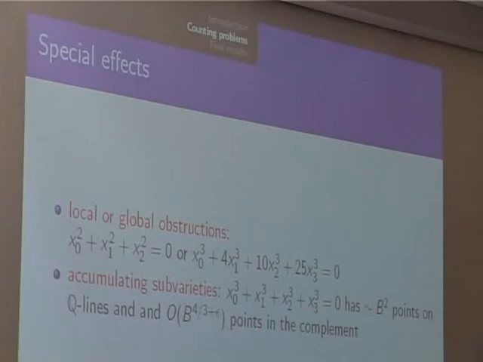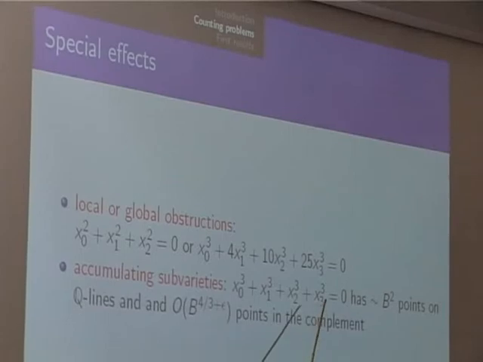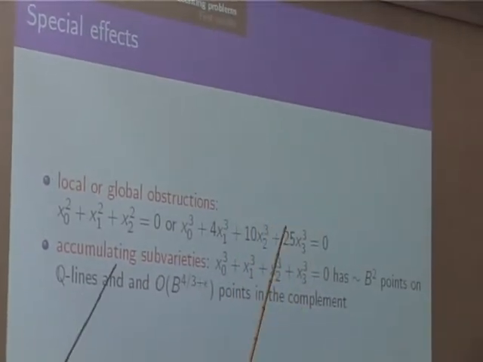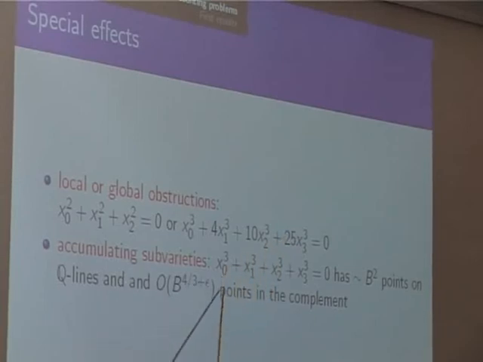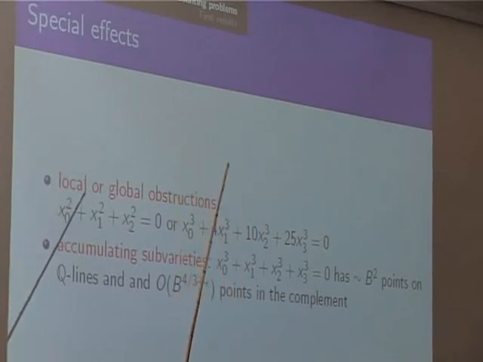We could have too many points. So here we have a surface in P^3 of degree 3. So 4 variables, degree 3, the heuristic would say B to the 4 minus 3, that is B to the 1, rational points. But we have obvious solutions: x0 equals minus x1, x2 equals minus x3. So there are B squared of those. Those are the Q-rational lines on this cubic surface.